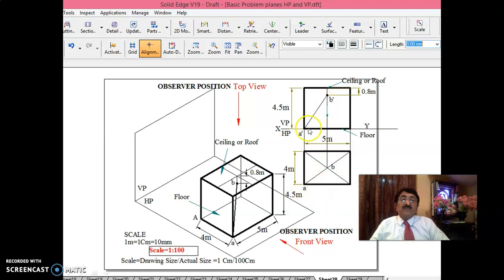Now once you have this front view and top view drawn, they have asked you, see here, once it is the front view this way, once it is the top view this way, don't you think it is inclined to both HP and VP? You can't see the true length either in the front view or top view. The true length they have asked is between this corner, that is one of the bottom corners, and the fan motor. What is the true distance they have asked?